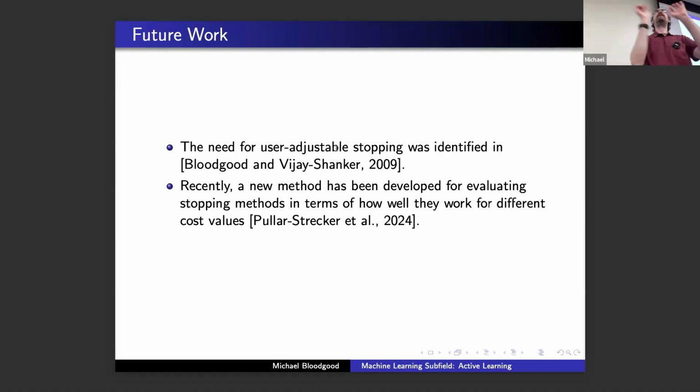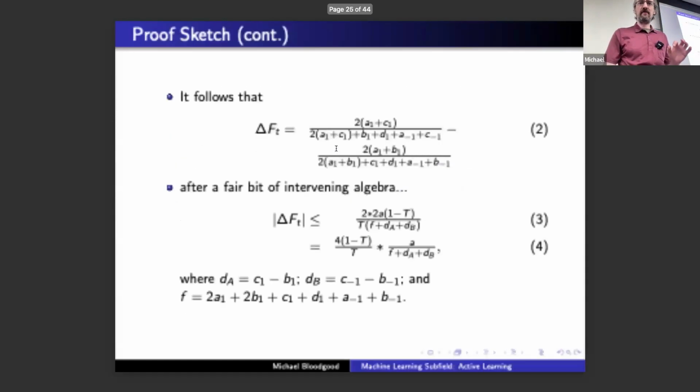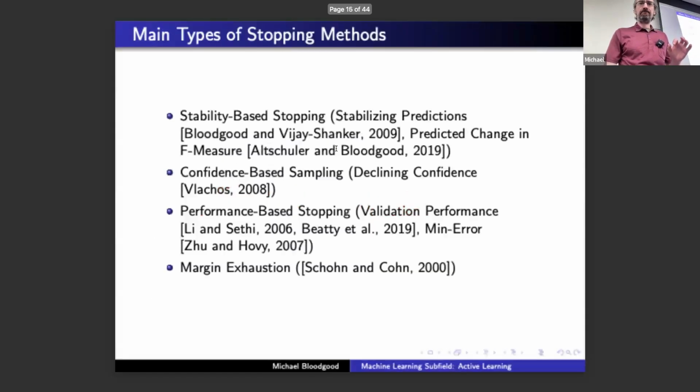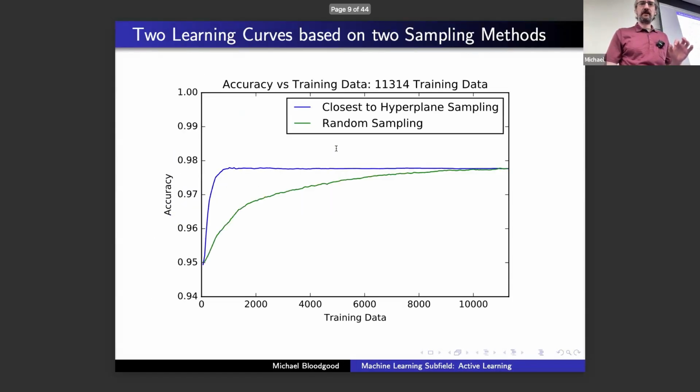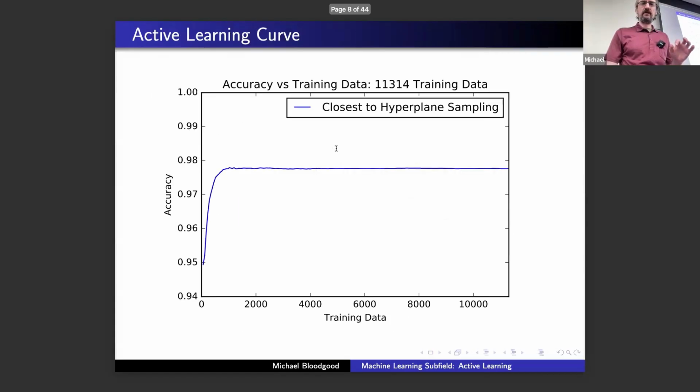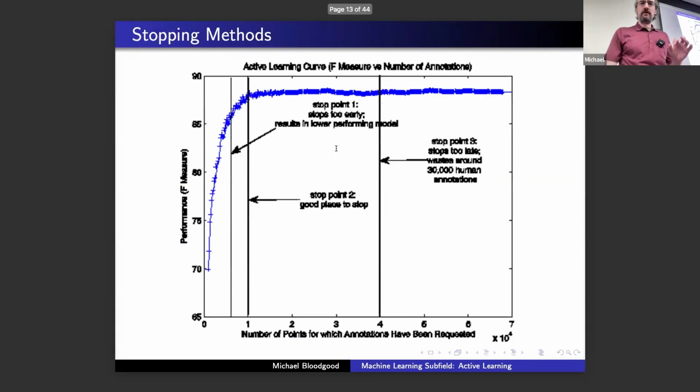And what I mean by a need for user adjustable stopping is if we go back to one of these curves, where was the real one? Here it is. Okay. So it can be debated. I think most users probably wouldn't want to stop here because they're still getting some decent performance gain for paying for a modest amount of additional data. But that can be debated.